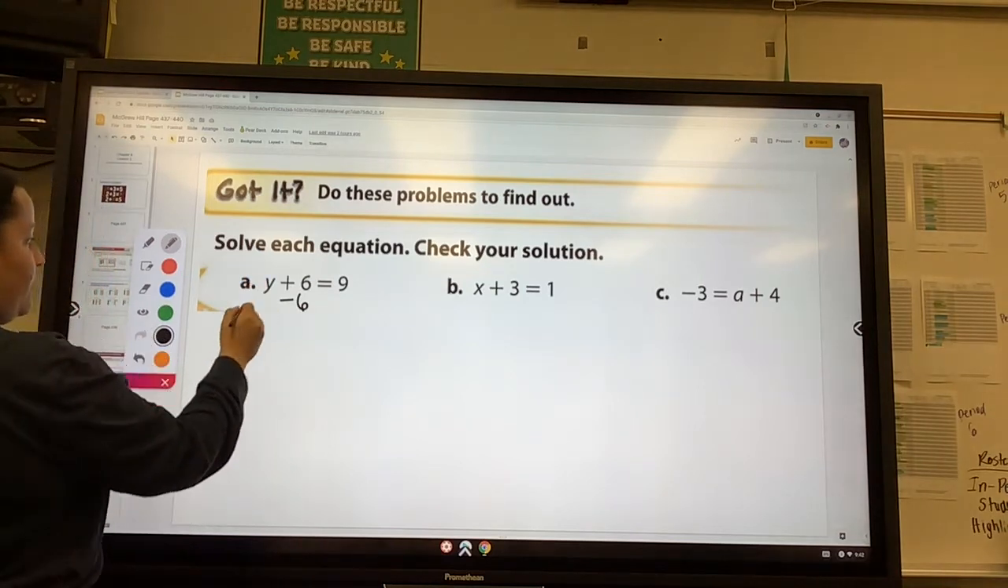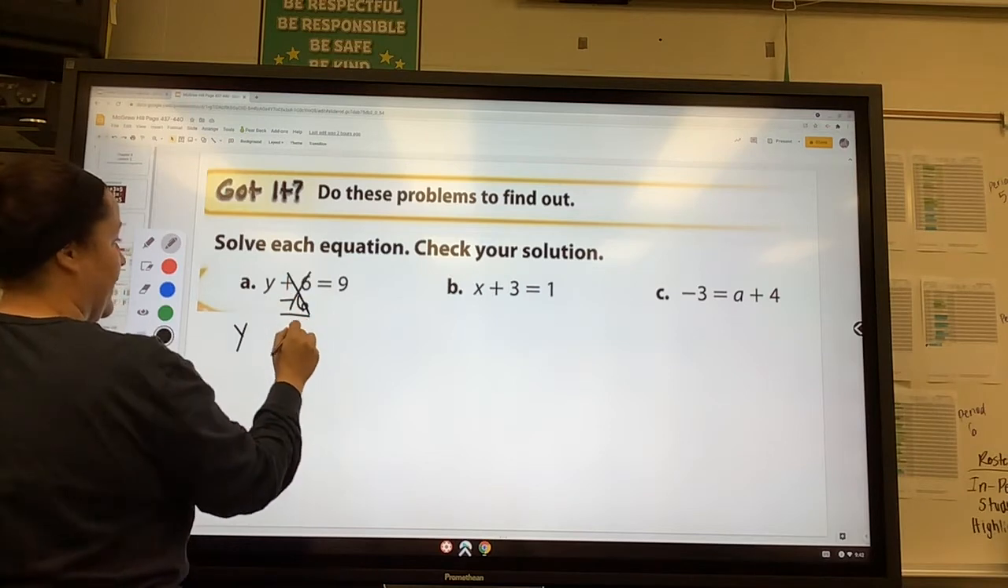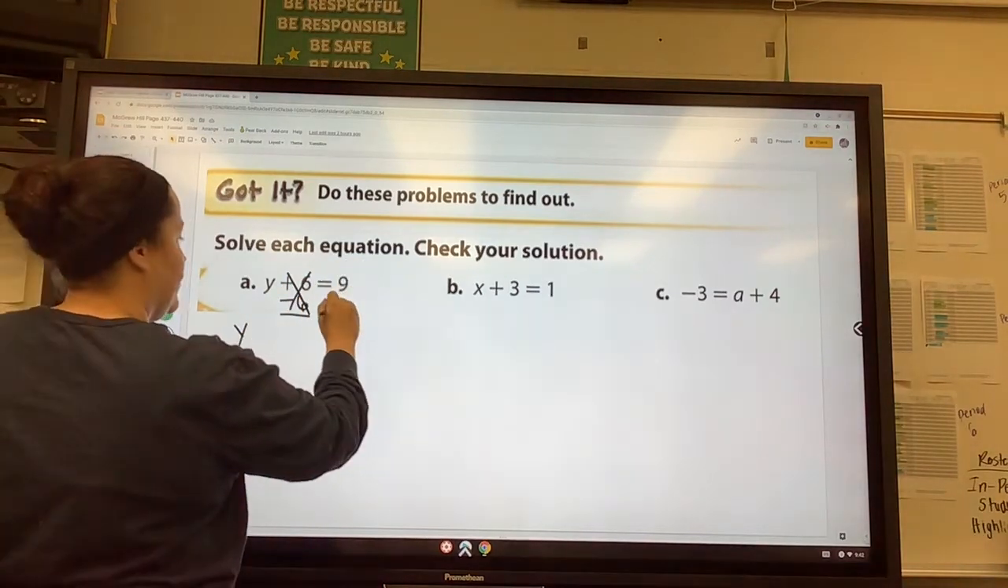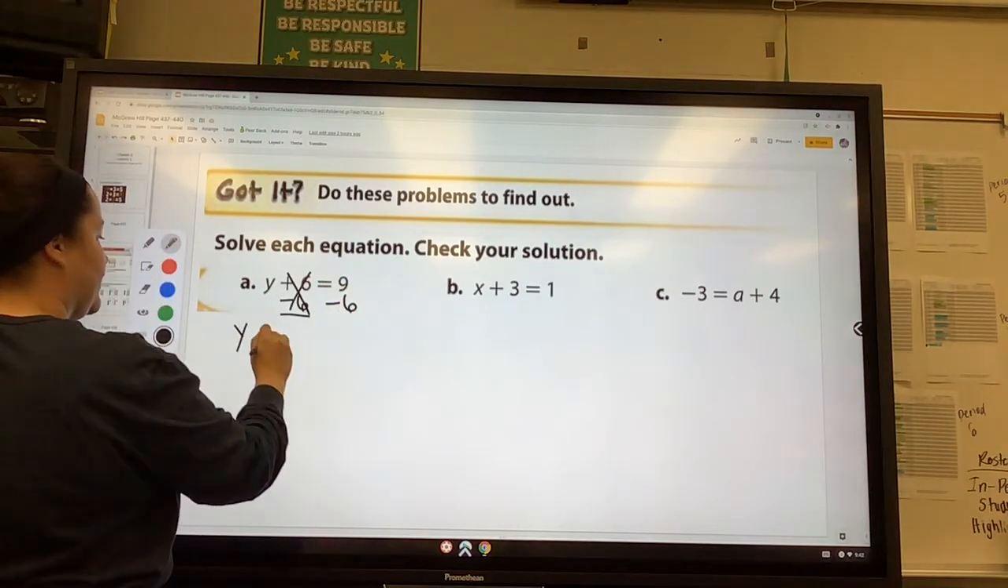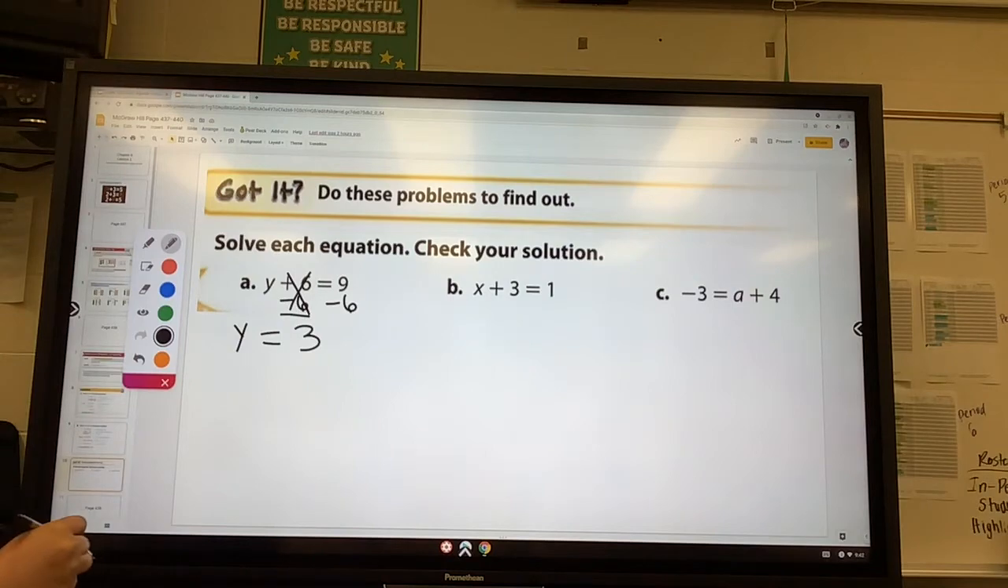So if you subtract 6, you're left with y, right? Because that would be 0. Those would cancel out. But whatever you do to one side of an equal sign, you have to do to the other. So 9 minus 6 on that side equals 3. So this becomes y equals 3.